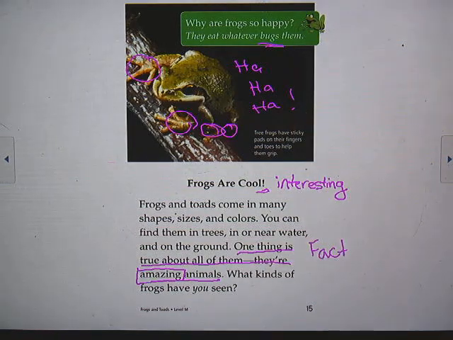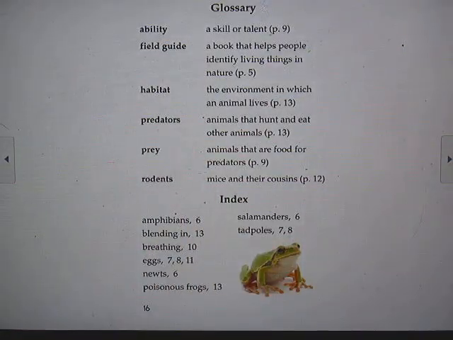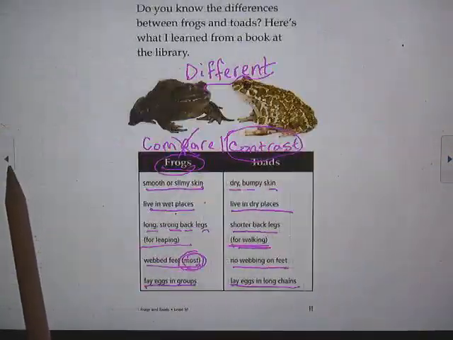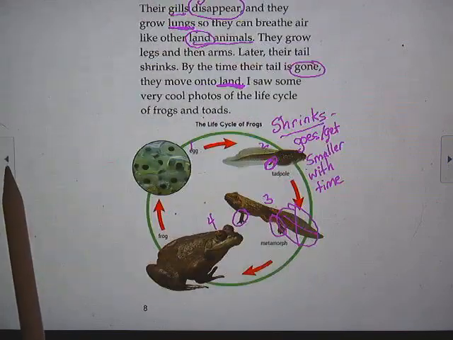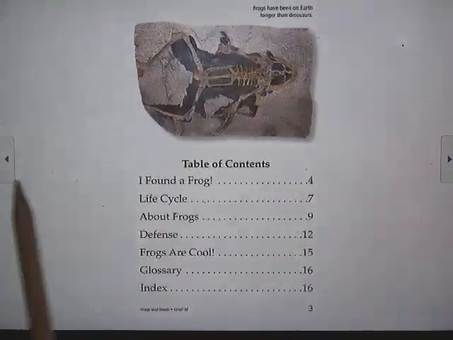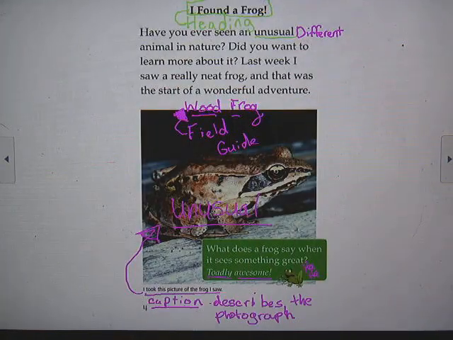All right, and then we're back to the glossary and again, the index. What I want you to do is read through it. We're just going to read through it this time, just reading all the words. And then I'm going to have a set of questions for you to answer.